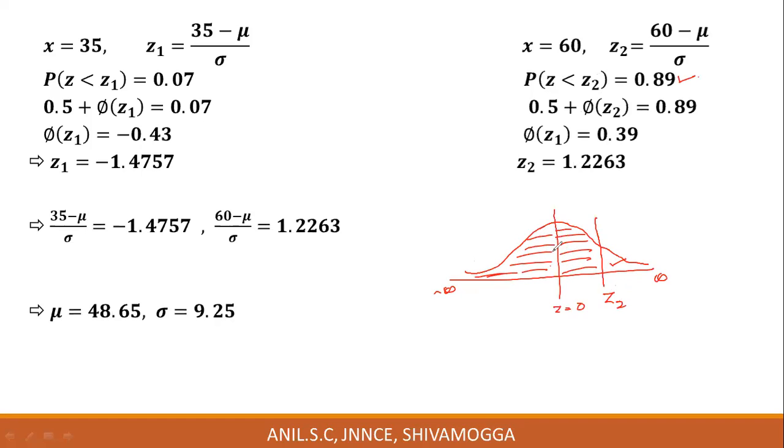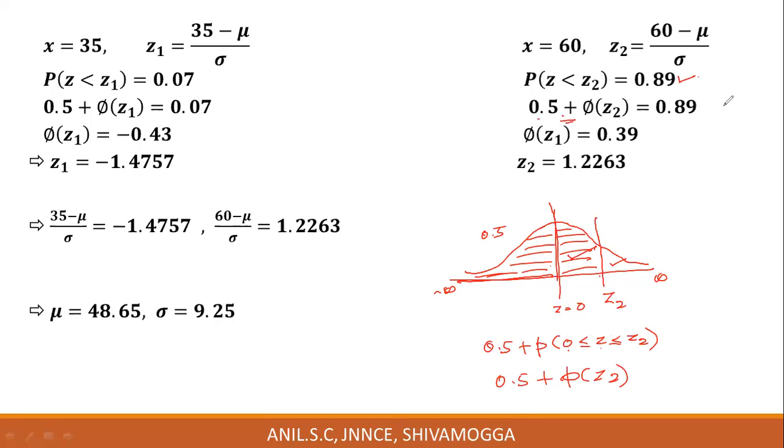How do you write the shaded area? This is half of the area under the curve, 0.5, plus this shaded area. This shaded area is from Z equal to 0 to Z equal to Z2. You write it as P of 0 less than or equal to Z less than or equal to Z2, which is denoted by phi of Z2. That's what I have written here.